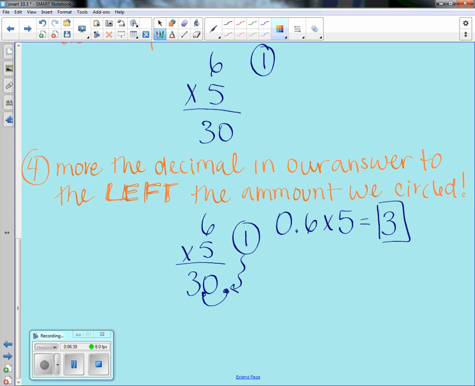Now let's see if that makes sense. So we're multiplying by a number. This number is greater than 1. So whenever we multiply our first number by a number greater than 1, our solution should be bigger. So from 0.6, is 3 bigger? Yes. So that makes sense.